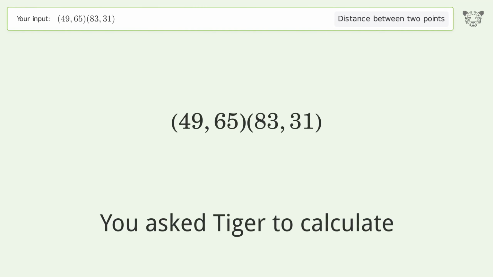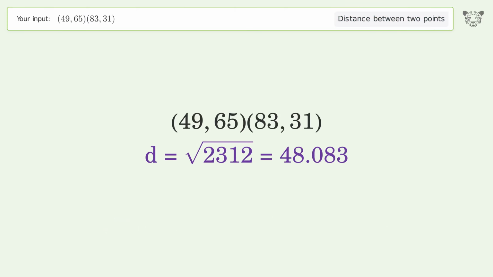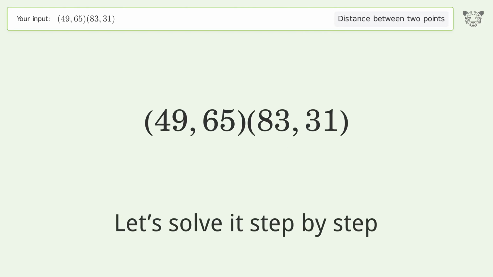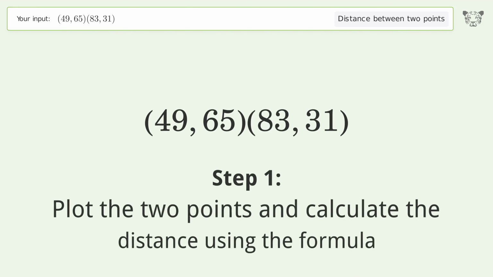You ask Tiger to calculate. This deals with the distance between 2 points. The distance between the 2 points is the square root of 2312, or 48.083. Let's solve it step by step. Plot the 2 points and calculate the distance using the formula.